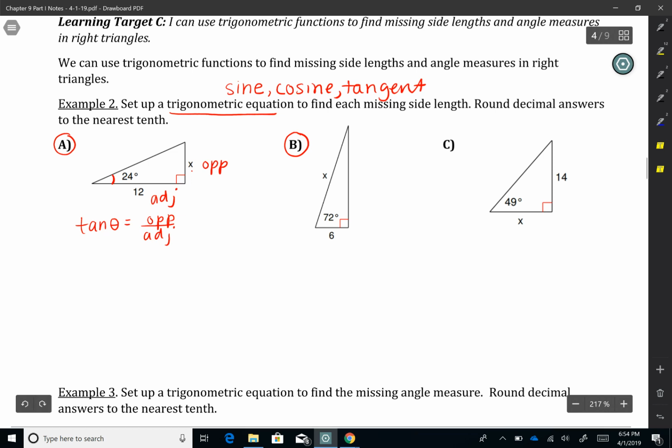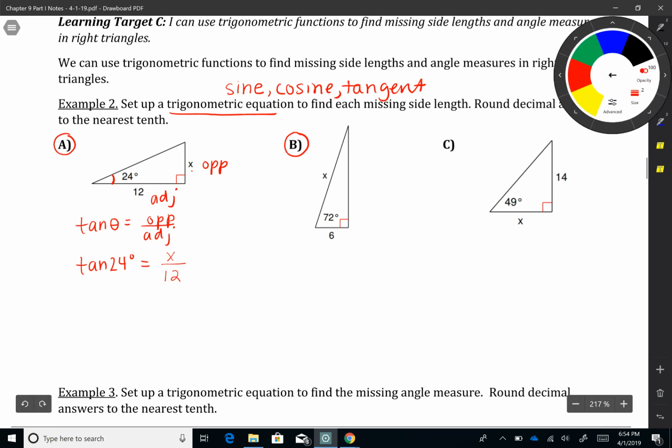First of all, we know the angle is 24 degrees. So we know the tangent of 24 degrees equals, and now the opposite side for us, that is x, that is what we are looking for, and the adjacent side is given to us, 12. So we want to solve for x just using simple algebra skills. How would we get x by itself? Well, we would need to multiply both sides by 12. And so that would cancel, and I would have x equals 12 times the tangent of 24 degrees.